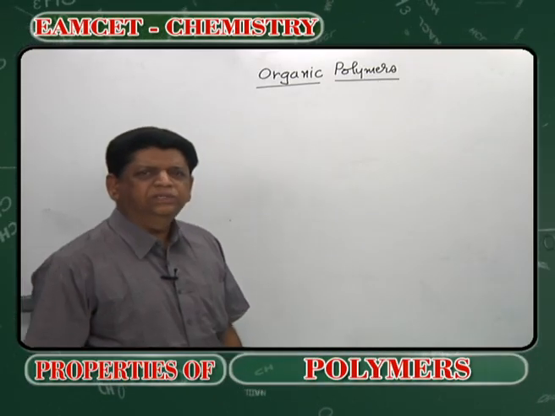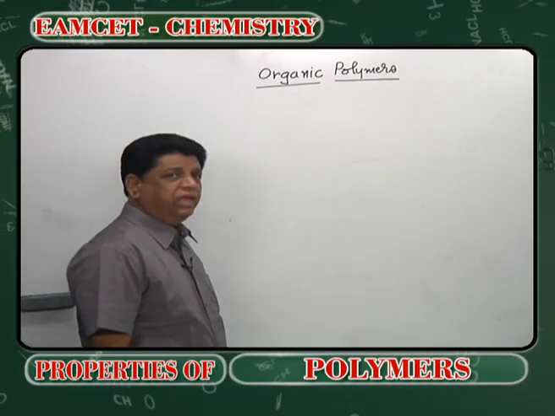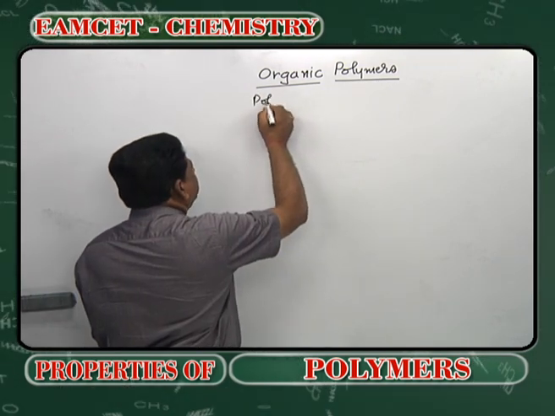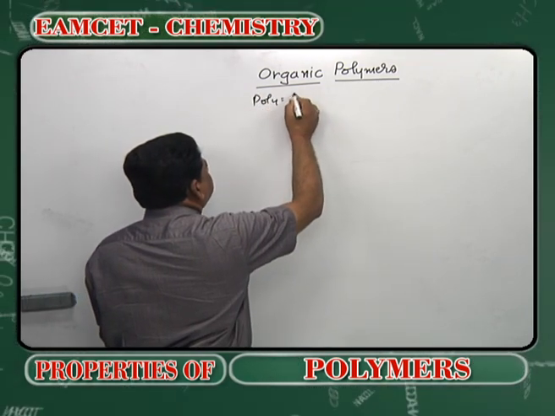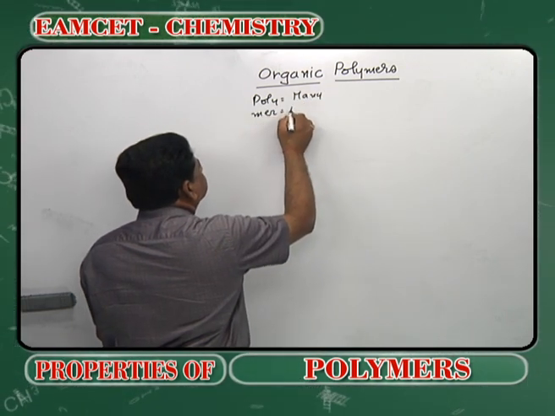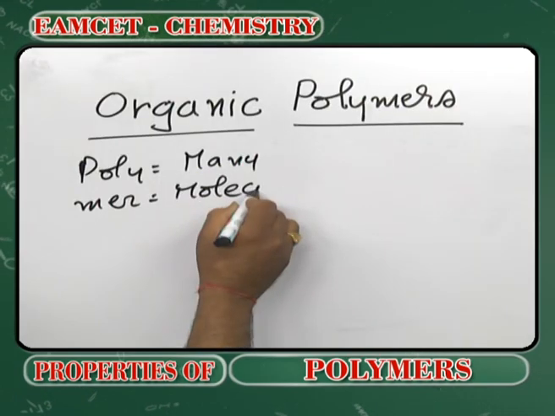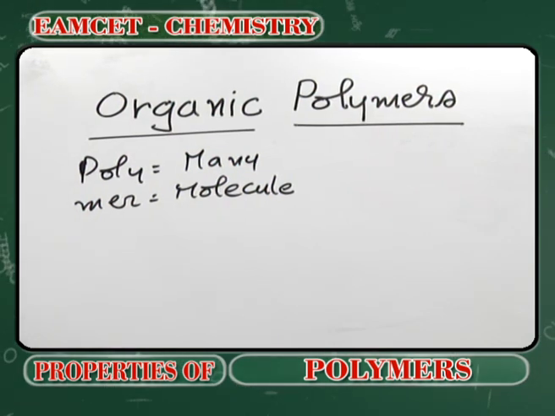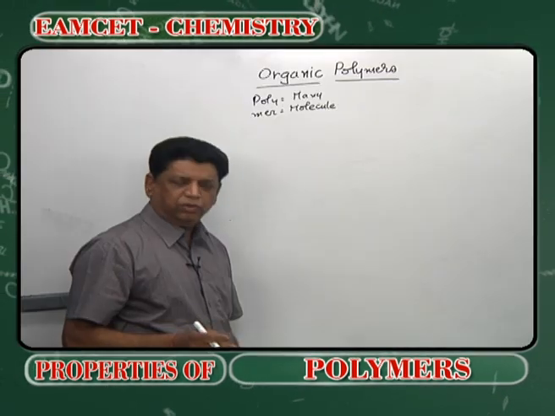Welcome to the organic chemistry class. Today we are going to see about organic polymers. Poly means many. Mer means a molecule. So together the meaning is many molecules joining together and becoming a big molecule.